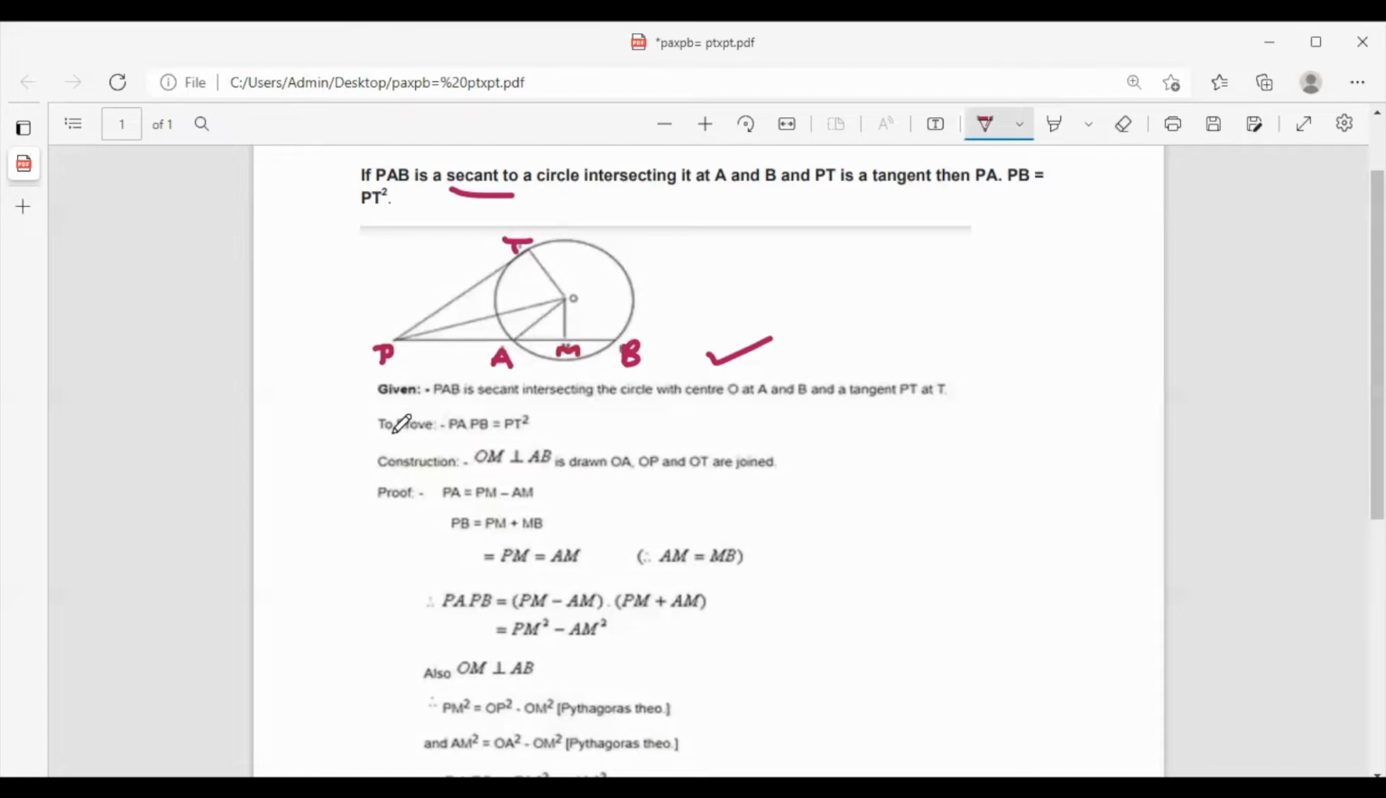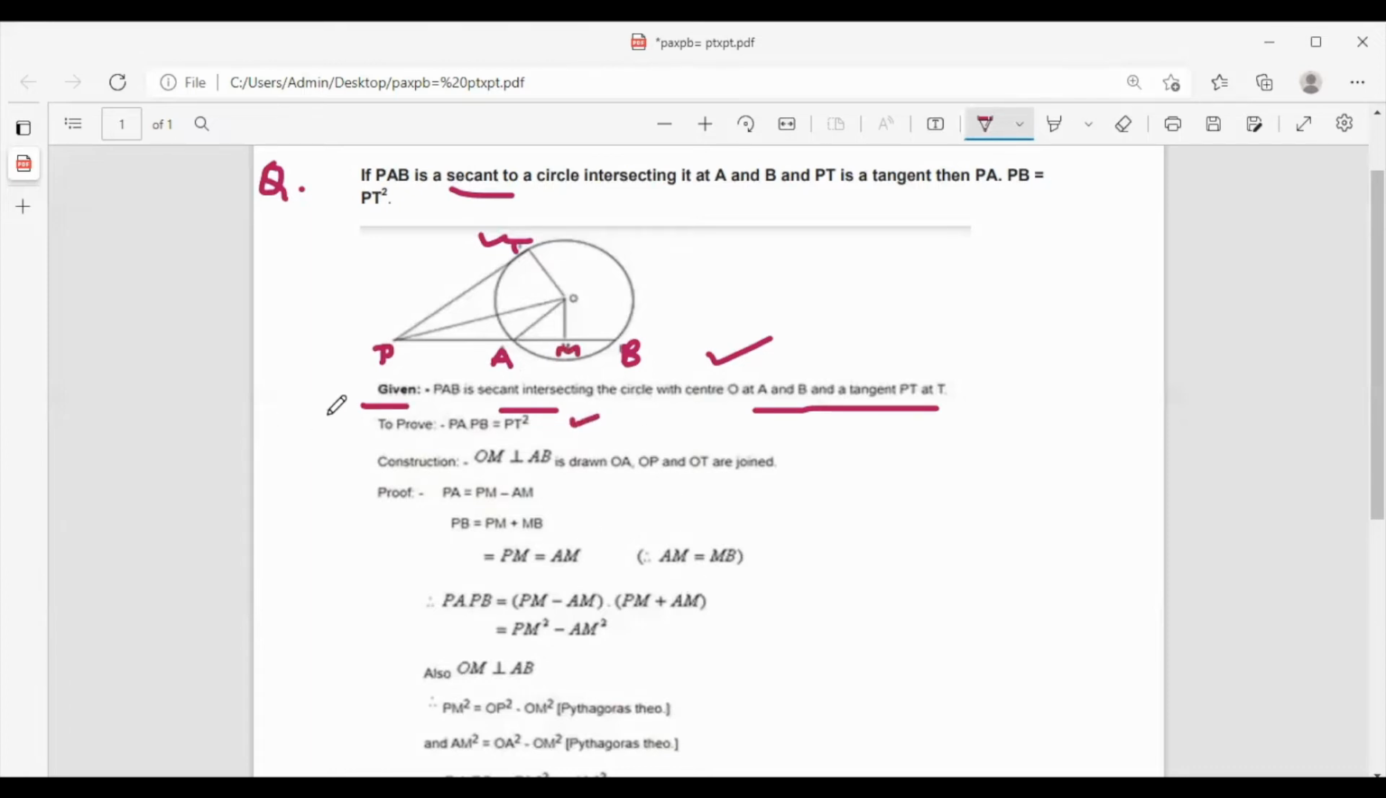Whenever we write any theorem, our first point is to write down what is given. What is given to you in the question is the theorem you have to prove. PAB is a secant intersecting the circle with center O at A and B, and a tangent PT is given which touches the circle at point T. We have to prove that PA into PB is equal to PT square.